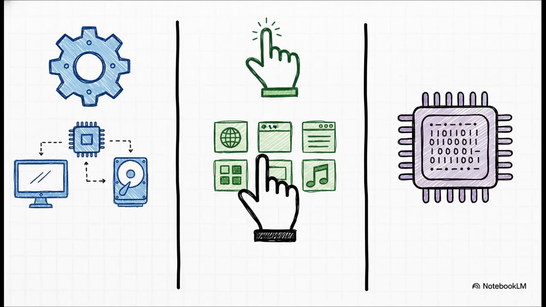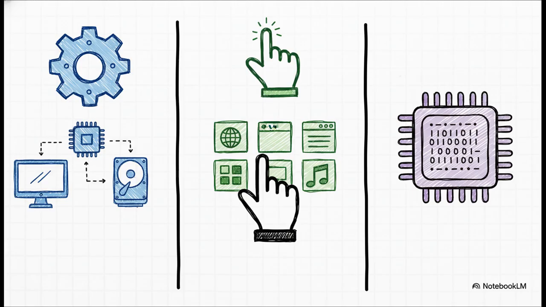And software isn't just one thing. It comes in three main flavors. At the bottom layer, you have system software, your operating system, like Windows or macOS. Its job is to manage all the hardware. On top of that, you have application software. These are the programs you actually use, like your web browser, a word processor, or a game.